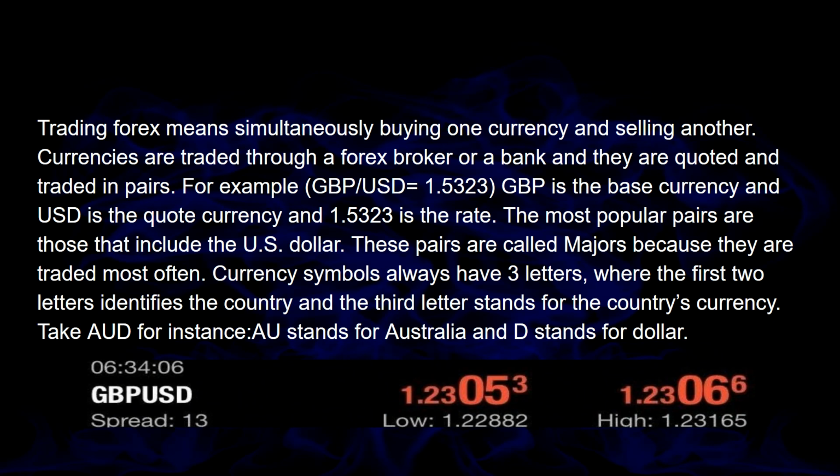The most popular pairs are those that include the US dollar. These pairs are called major pairs and they are traded the most often. Currency symbols always have 3 letters, where the first 2 letters identify the country and the third letter stands for the country's currency. Take AUD, for instance: AU stands for Australia and D stands for dollar. So in the picture below, GP stands for Great Britain and P stands for pound, because that's their currency, and then US stands for United States and D stands for dollar. Hope that was pretty easy to understand.